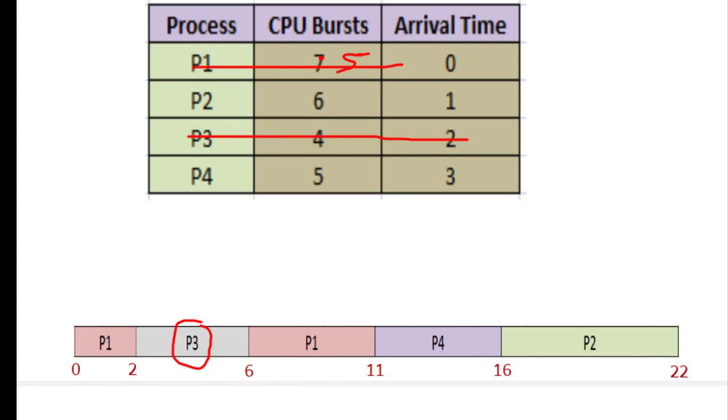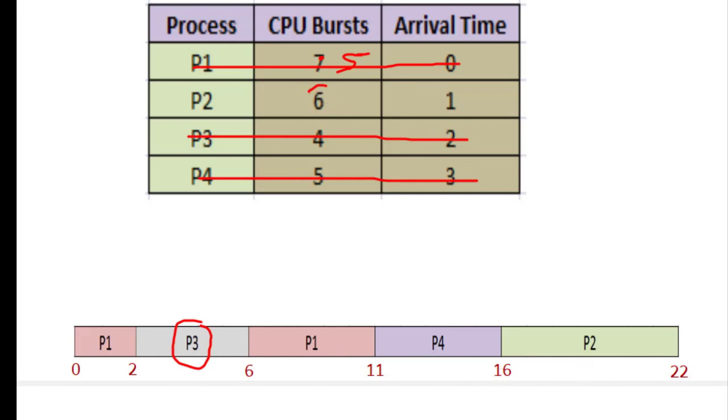Now this goes out. Then we have 2 processes, P2 and P4, but because P4 is smaller than P2, P4 goes for execution. It is of 5 milliseconds, so 11 plus 5 is 16, and this also completes, and finally we have P2, 16 plus 6, that is 22. So this is the Gantt chart.